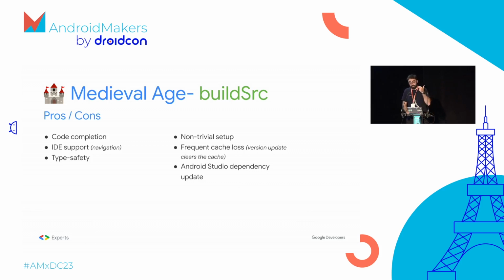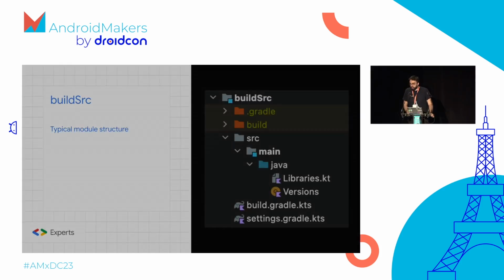But the downside is that it's not very trivial to set up. I saw lots of junior developers struggling with this, or just memorizing steps, without knowing the basic building blocks of this approach. And you're losing cache all the time. Every time you want to update a version, you lose the cache from that module, and every time you updated Android Studio, you were losing the cache as well.